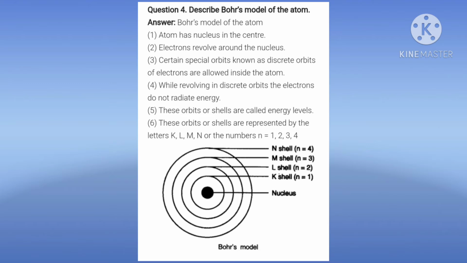Like that, in the M shell, 2 into n square, that is 2 into 3 square, 3 square is 9, into 2, 18. In the M shell 18 electrons can be arranged, not more than that, but less is okay. Next, in the N shell, that is 2n square, 4 square is 16, into 2, 32. 32 electrons can be arranged in the N shell. Is it clear? So this is how the electrons can be arranged in different shells, and the rule is 2n square. Am I clear? Next we will go to question number 5.